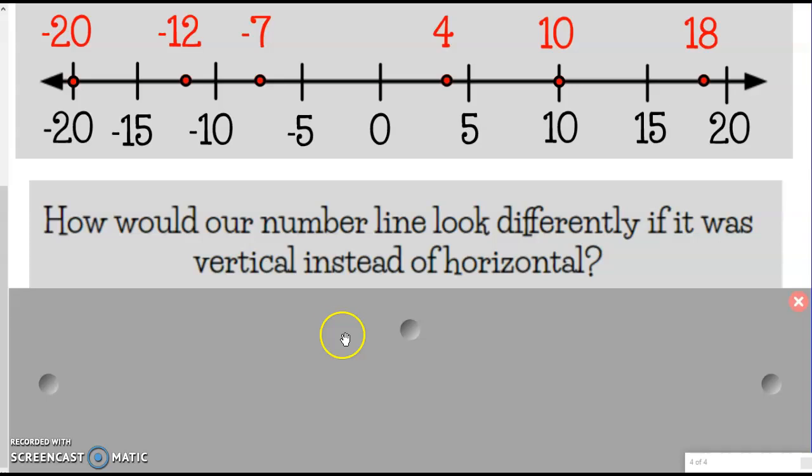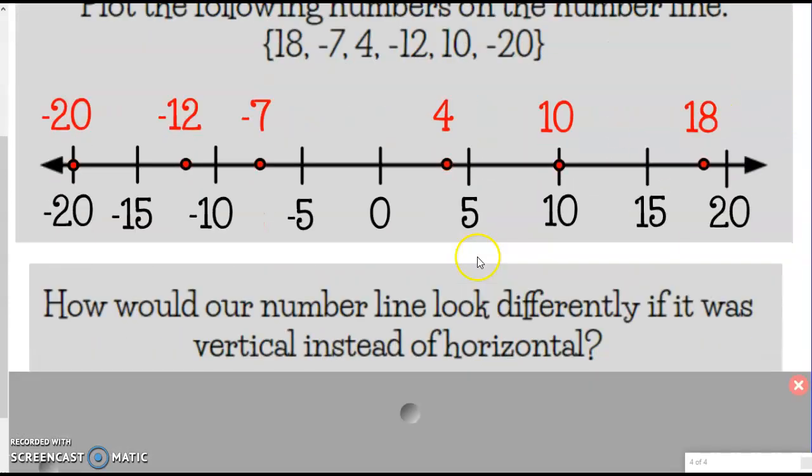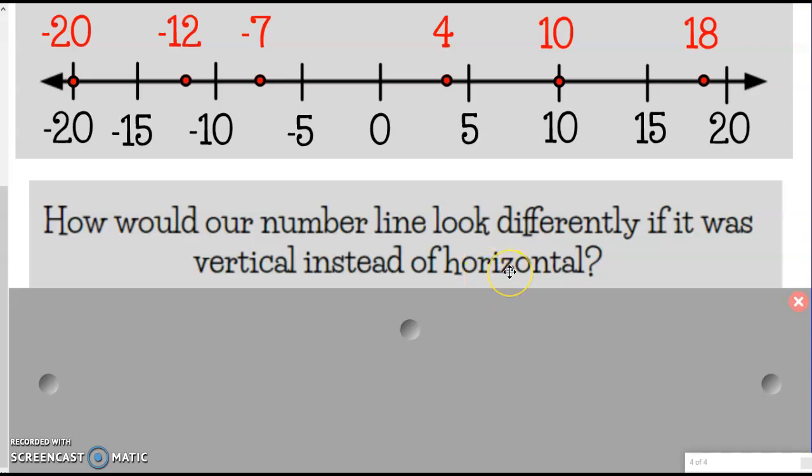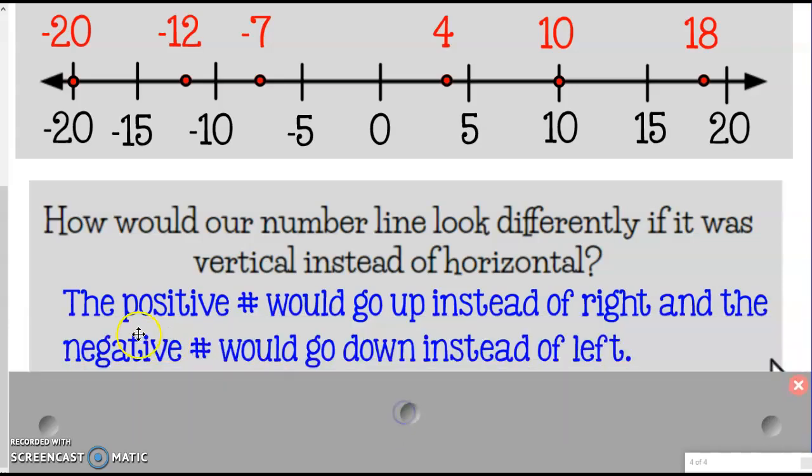How would our number line look differently if it was vertical instead of horizontal? So right now, horizontal, right, we have the positive numbers going to the right of 0, negative numbers going to the left. But what if I drew this on a vertical number line, so up and down? Well, here's what the only difference would be. All the numbers would be placed in the exact same spot. You could use the same scale, same endpoints. The only difference is now the positive numbers would be going up instead of to the right.